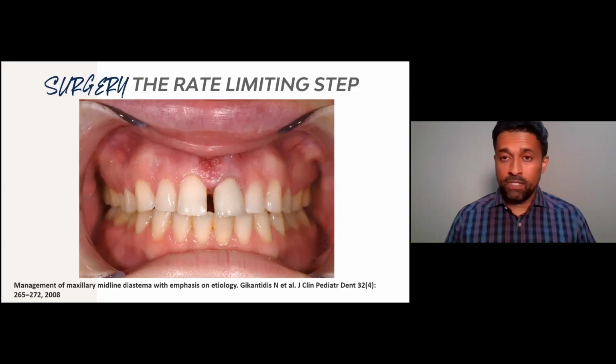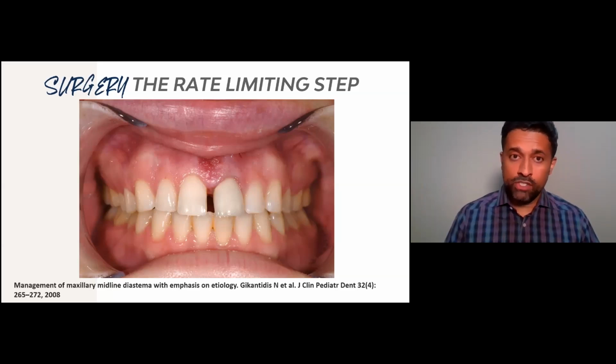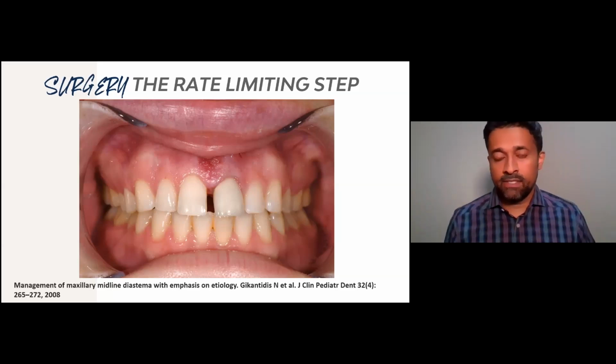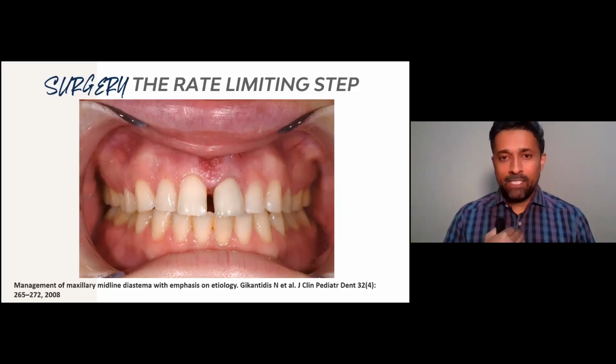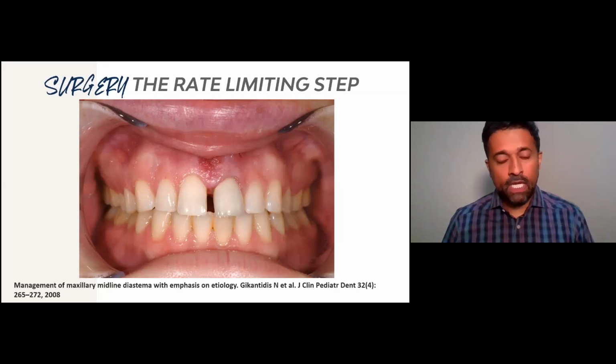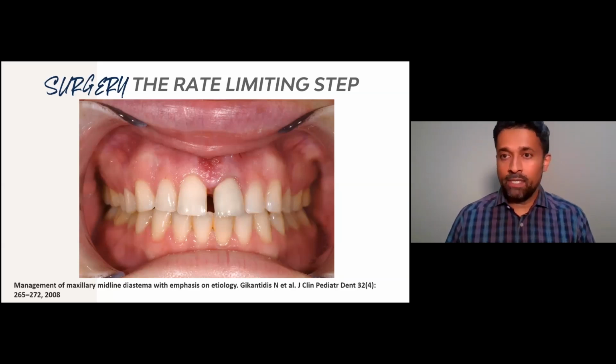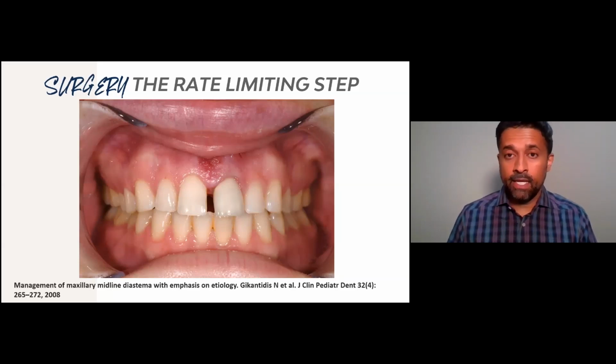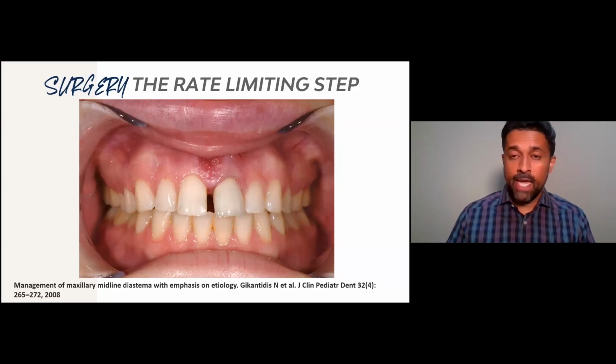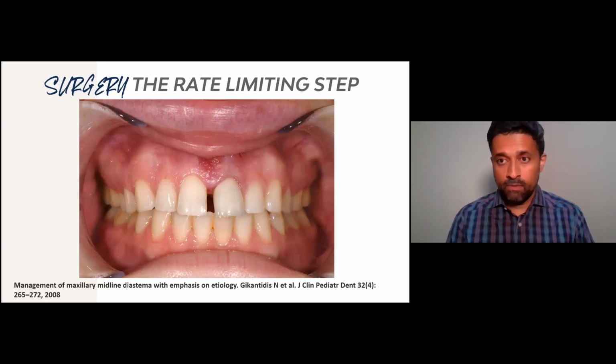Some people like to provisionalize and prep their teeth in conjunction with the surgery, especially if you're doing, say, an aesthetic crown lengthening. I like to wait personally. I want to know where that gingiva is going to heal before I start prepping. And there was an article that was written by Gingival and his colleagues in 2008, looking at causes of diastema and treatment options, which is referenced below.